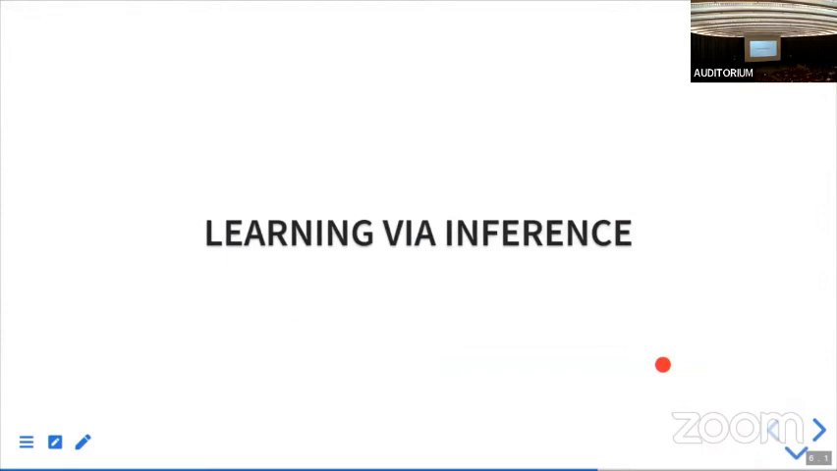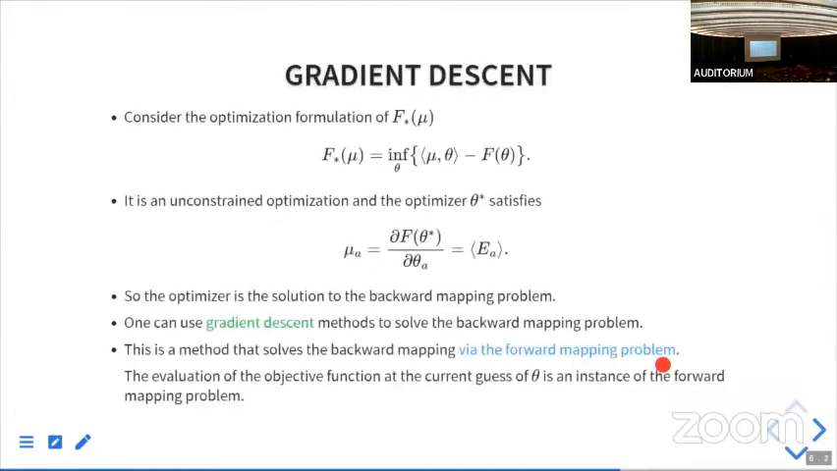Another thing we can do is work with the backward mapping problem, using the forward mapping as an oracle. The first idea is that you can do gradient descent. We have this formulation of f star as an inf of mu, theta inner product minus f of theta. This is an unconstrained optimization problem, and if you compute the gradient, you will find that the optimizer satisfies the equation that you want. So you can minimize this function, and the optimizer of the problem will be exactly the solution to the backward mapping problem.